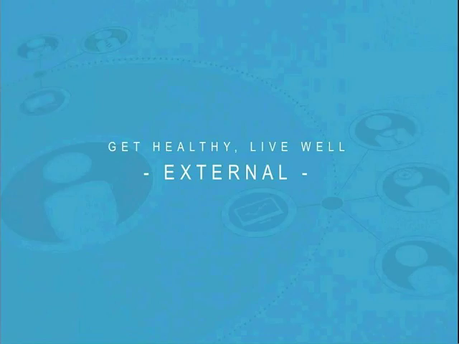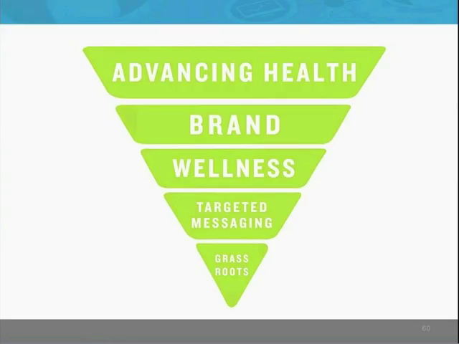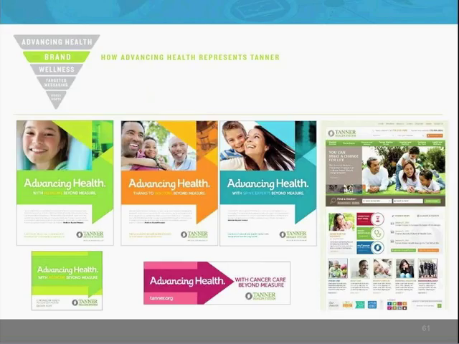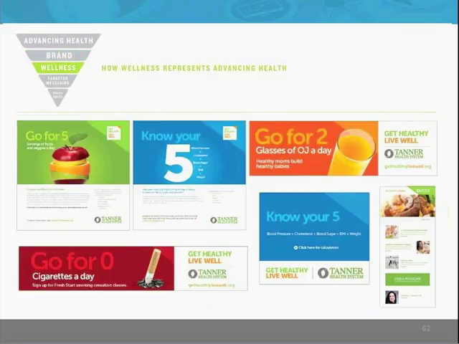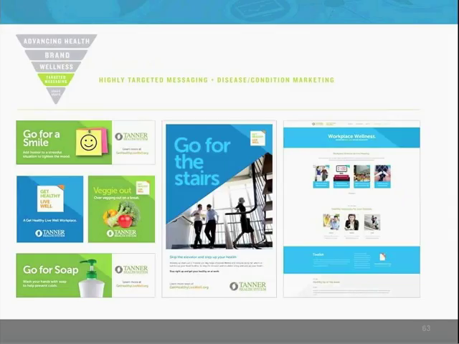So let's focus on how we connected these messages with the organization's overall brand positioning. Tanner has looked at their entire brand with a vision, with their goal at a brand level of advancing health. We're also looking at ways to promote the brand through their service lines. And one of the significant initiatives that was a key service line promotion was wellness. In addition to that, there was very targeted messaging that was defined around disease and condition marketing, and then some grassroots efforts to really connect with the community in some very new and innovative ways.